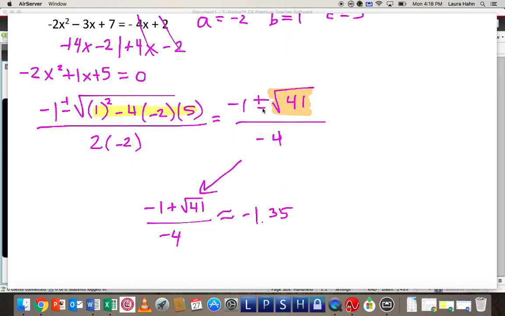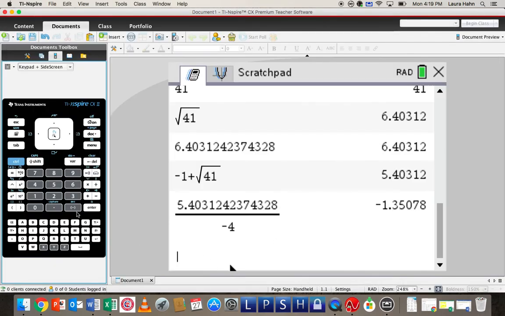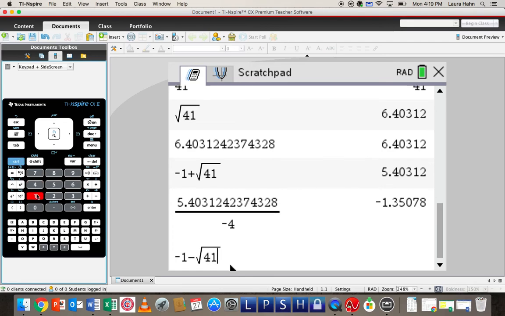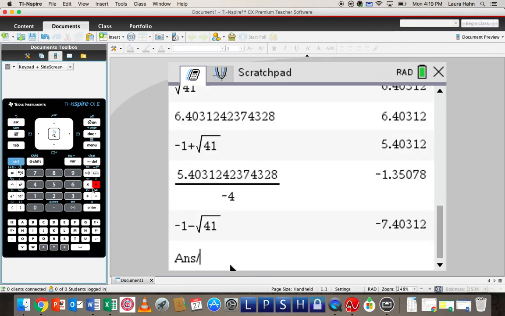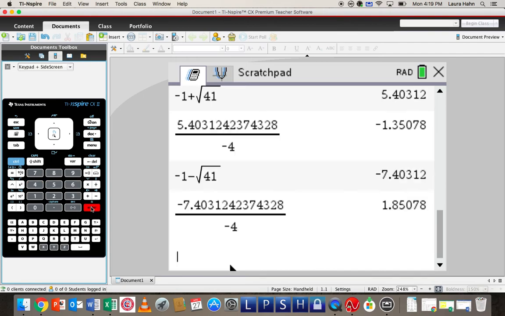Okay, so we did it with addition, so this time I'm going to do it with subtraction. So now I'm going to take negative 1, and I'm going to subtract the square root of 41 all over negative 4. Okay, so you could probably leave your answer like this, depending on your answer choices, or we can change it into a decimal by typing it in. All right, so this time I'm going to have a negative 1, subtract the square root of 41, after I do that, then I'm going to divide by that negative 4, which gives me, I'm going to round to 1.85.